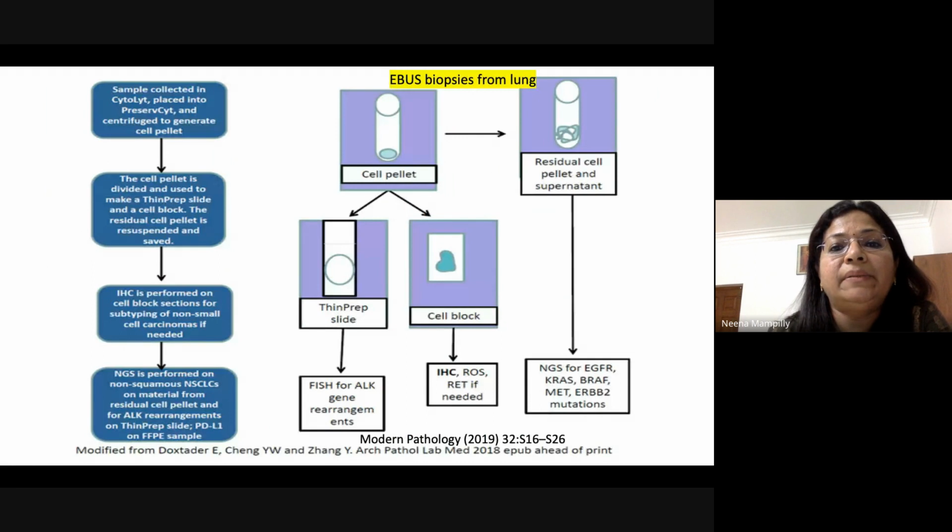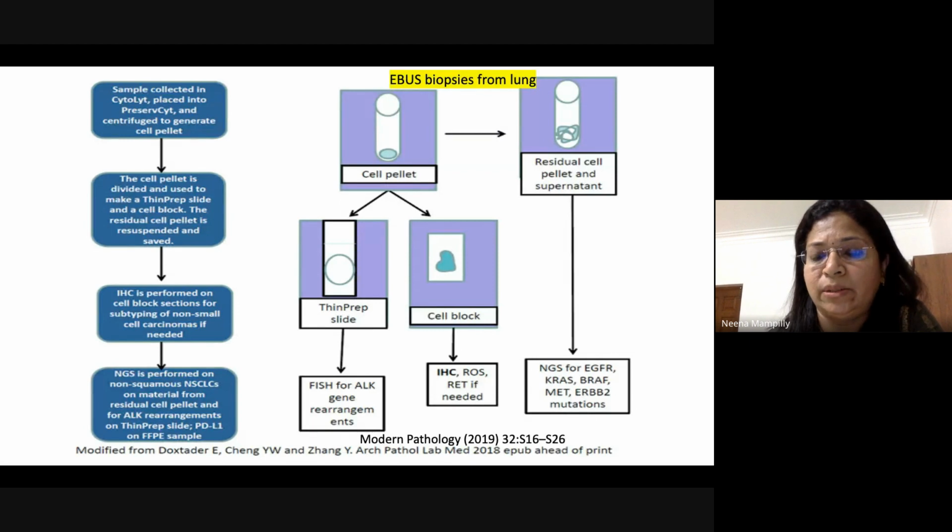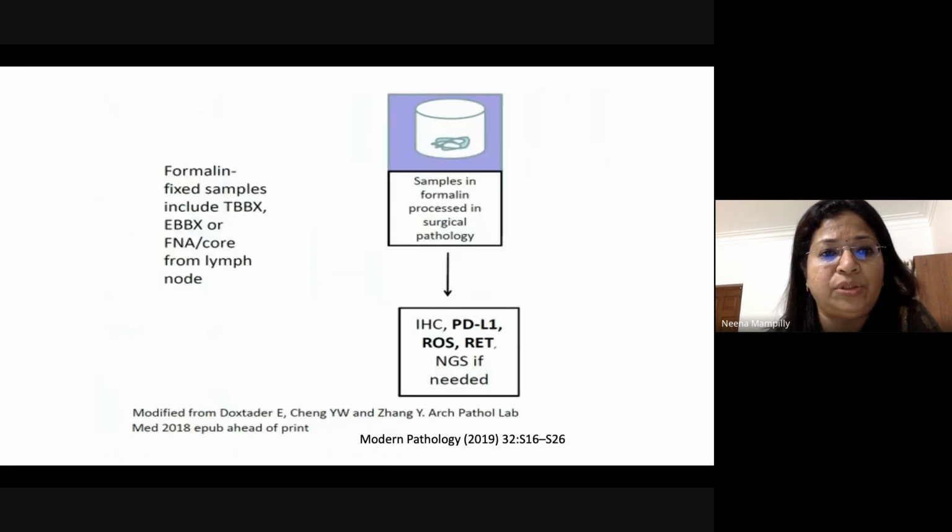And the cell pellet, then they make into thin prep slide, which can be used for ALK gene rearrangement by FISH. Whereas the cell block, we all make the cell blocks, goes for immunohistochemistry and the molecular tests if required. And the residual cell pellet and supernatant goes for molecular studies. Now, basically, what this indicates is that every drop of blood that comes out of a difficult biopsy has to be utilized. So we can make our own standard operating procedures to make sure that the tissue is very well utilized. Whatever drop is given to us needs to be salvaged.